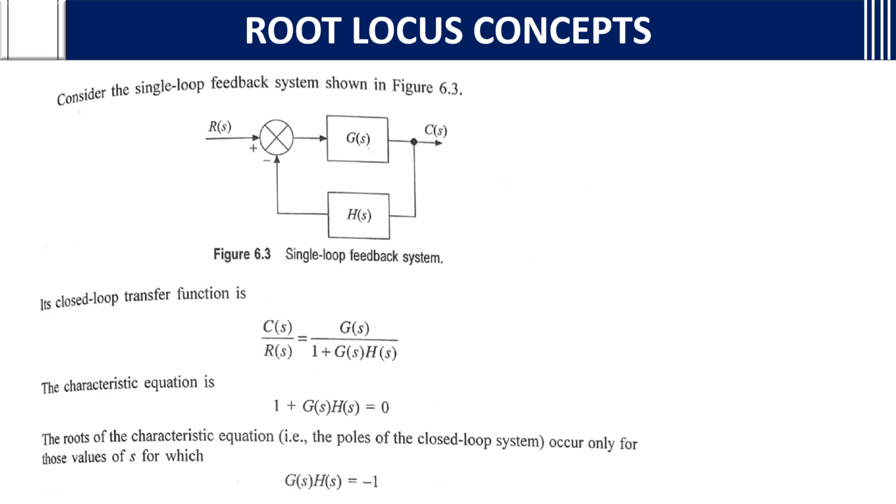Consider the single loop feedback system, with G of s and H of s, input and output. This is the feedback. Then its closed loop transfer function, as you know, is G of s by 1 plus G of s into H of s. The characteristic equation is 1 plus G of s into H of s equals 0. The roots of the characteristic equation, that is the poles of the closed loop system, occur only for those values of s for which G of s into H of s equals minus 1.